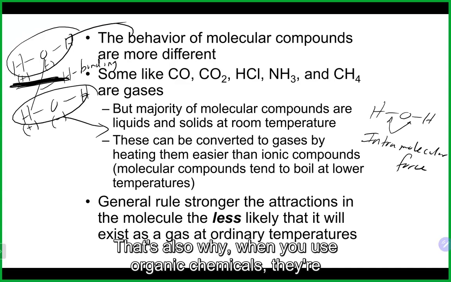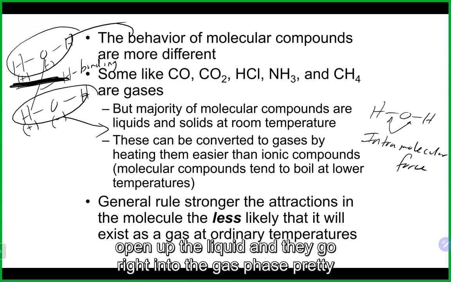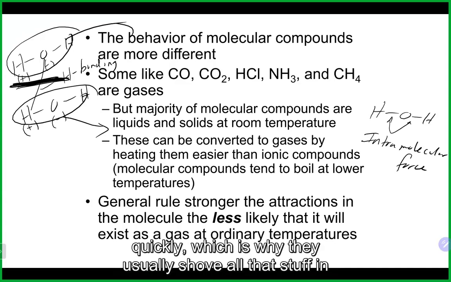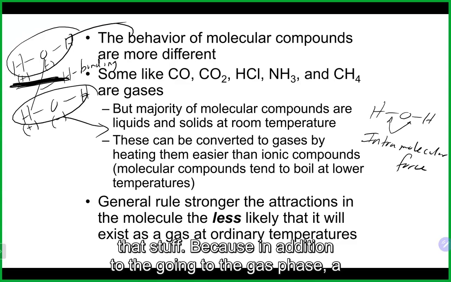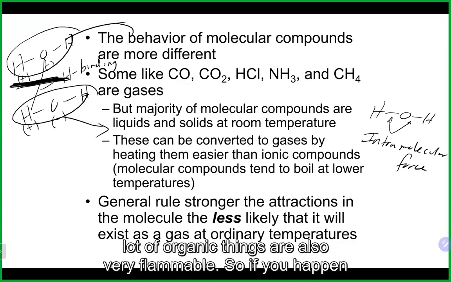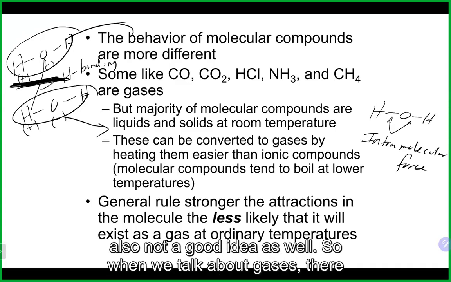That's also why when you use organic chemicals, they're sometimes referred to as being volatile, which means you just open up the liquid and they go right into the gas phase pretty quickly, which is why they usually shove all that stuff in a fume hood when you're using that, so you're not inhaling all that stuff. Because in addition to going to the gas phase, a lot of organic things are also very flammable. So if you happen to have a Bunsen burner on when that's happening, that's also not a good idea as well.